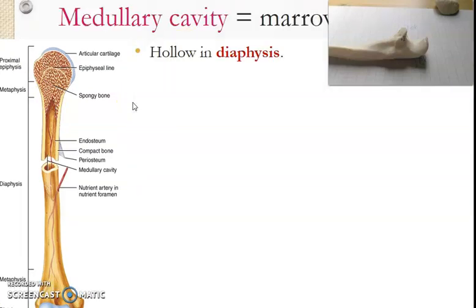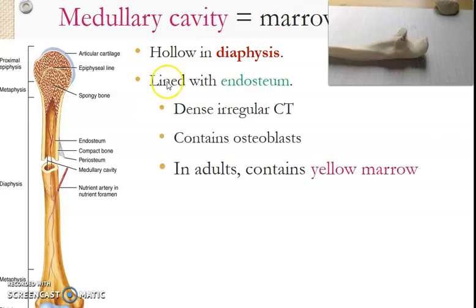It's in the middle of the diaphysis, and it's lined with endosteum. So remember my picture, which I deleted from the whiteboard. We had the periosteum on the outside. Well, this is lined with the endosteum. So endo is inside, peri is the outside. The endosteum contains osteoblasts. And in adults, the medullary cavity has yellow marrow.